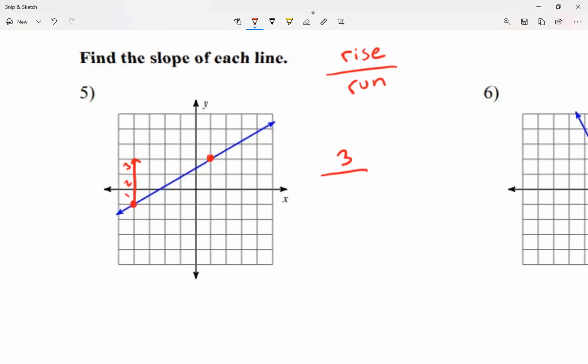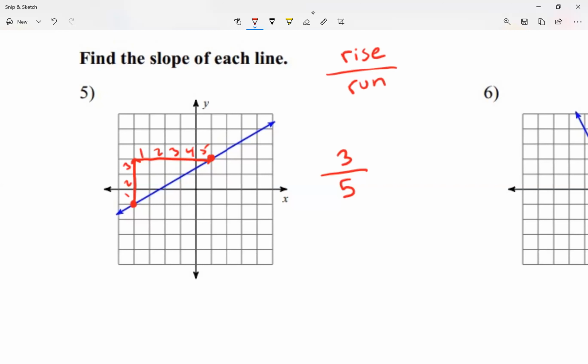And then it seems like I need to go to the right. I'm going to count my squares. 1, 2, 3, 4, 5. So my directions, I go 5 to the right. So let me put a 5 at the bottom. Now, +5 because I go to the right. Negative if I go to the left. So my slope in this case would be 3/5. That's it. Simplify the fraction if you can. In this case, I cannot.